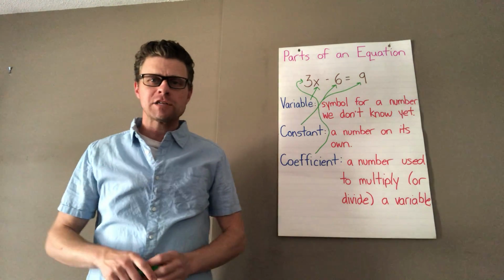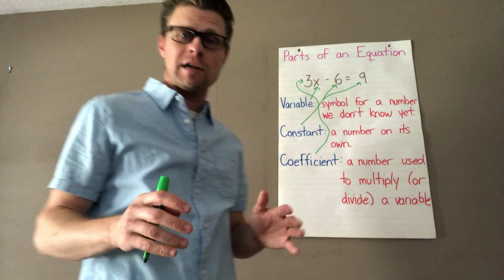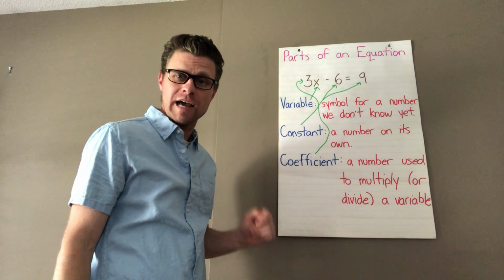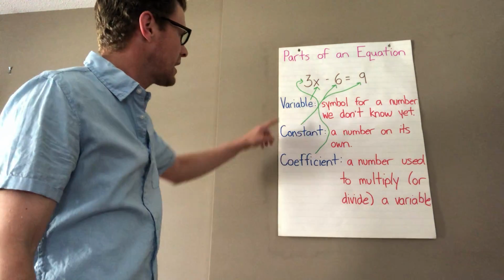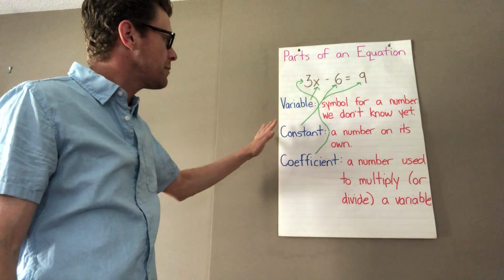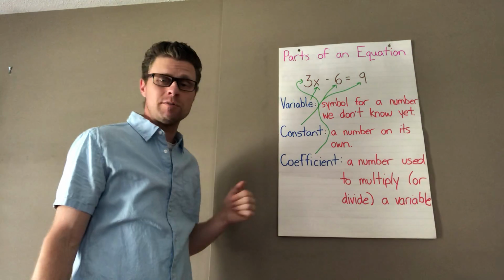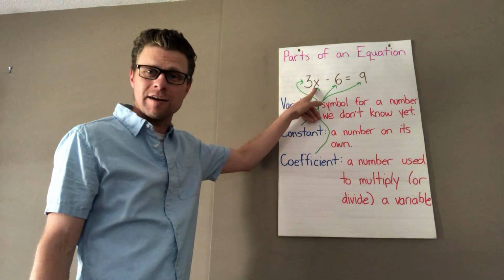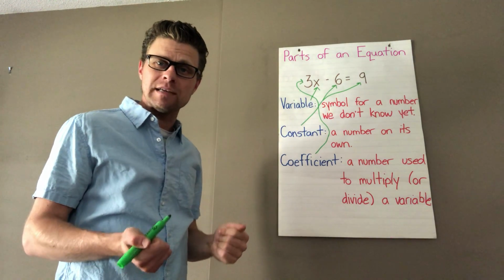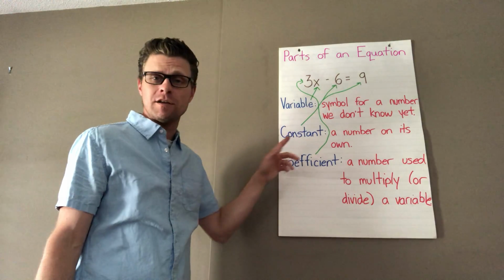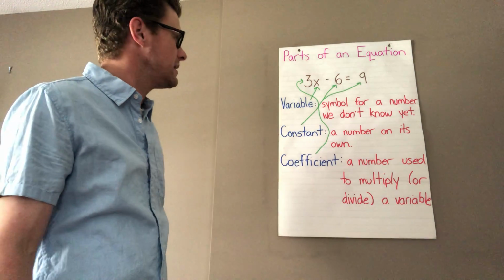Okay folks, before we actually move on to solving equations, we're just going to have a quick review of what we learned last time. So we talked about the parts of the equation and how there are three of them. Okay, so we have the variable, the constant, and the coefficient. The variable we figured out is the symbol for a number that we don't know yet. So x is representing a number, but we don't know what that number is yet. We will.